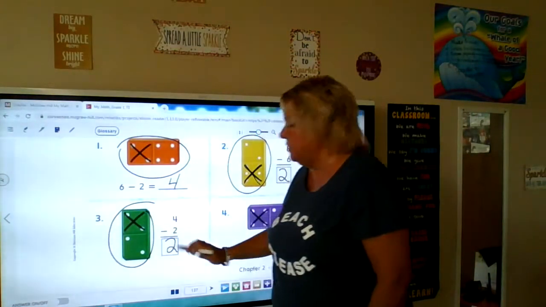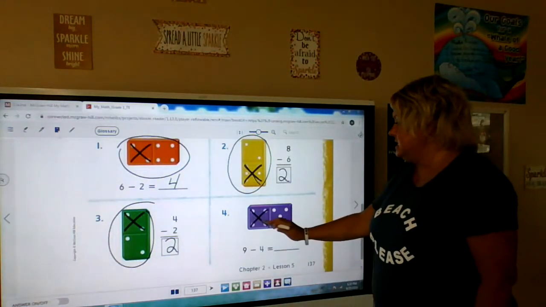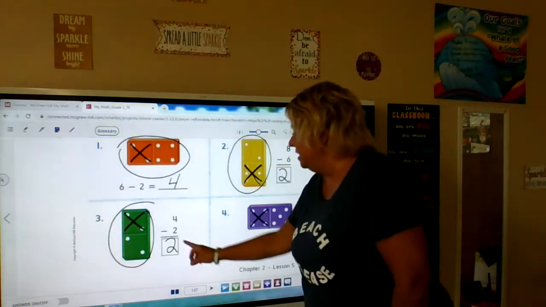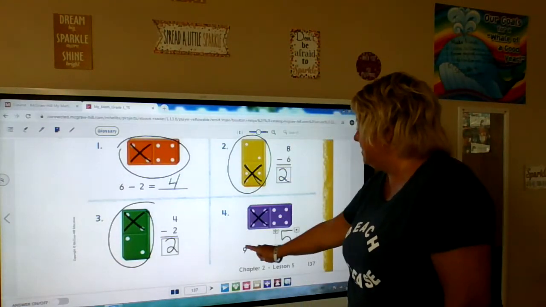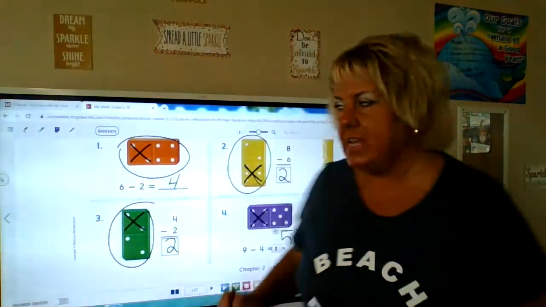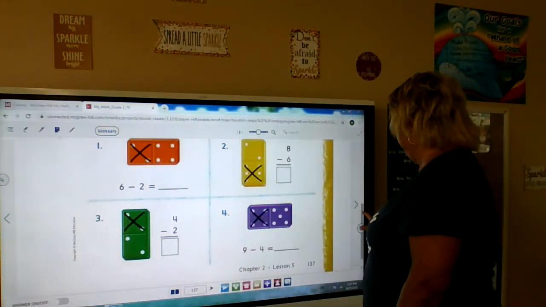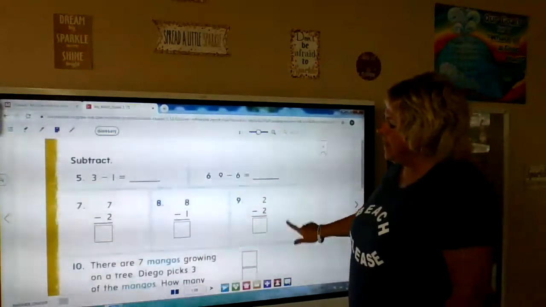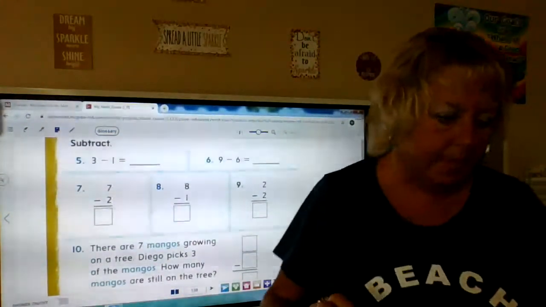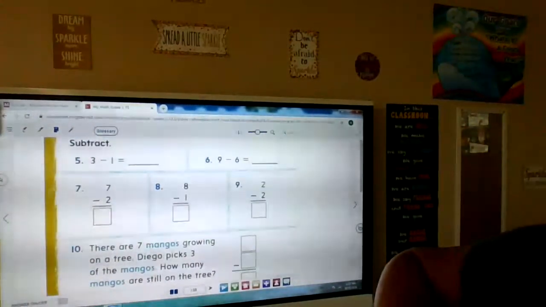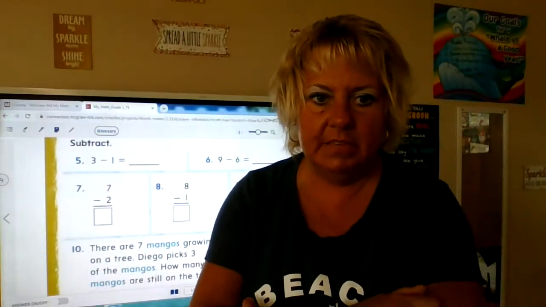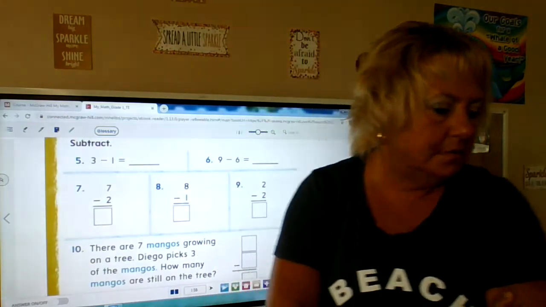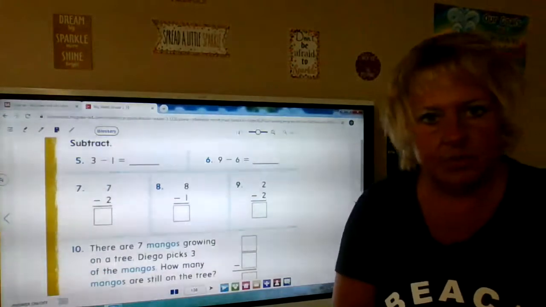4 take away 2 is 2. 9 take away 4 is 5. 2 plus 2 is 4. 5 plus 4 is 9. And that's how I know we did that correctly. Okay, on the back. Go ahead and pause me and work the top. And then we'll check it.